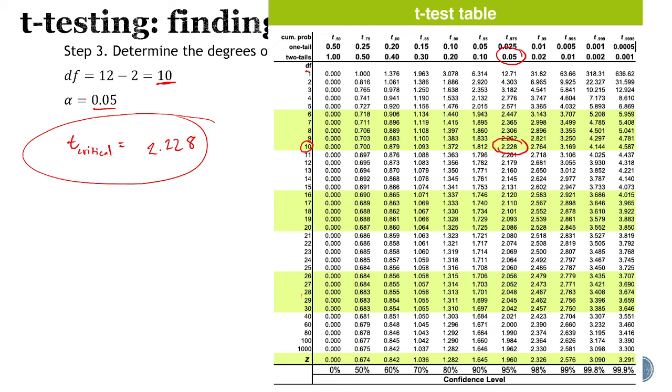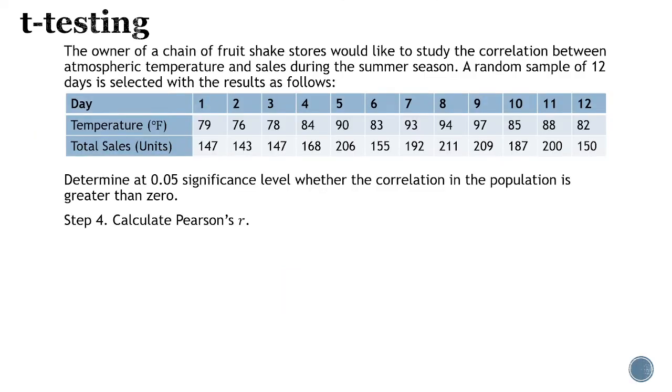Then, hanapin mo yung iyong alpha dun sa taas. So, for this one, we have 0.05. And in that, we have 2.228. Okay? So, that is our degrees of freedom and critical value. Okay? And in that, let's go into step 4. So, step 4 natin ay pagka-calculate natin ng R.